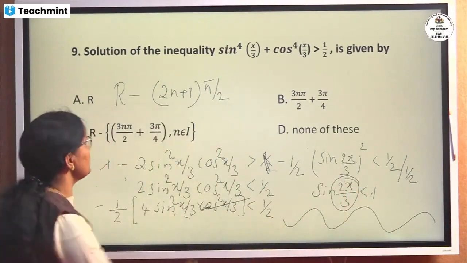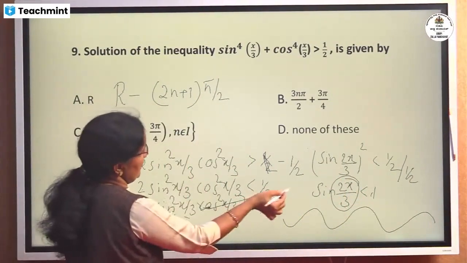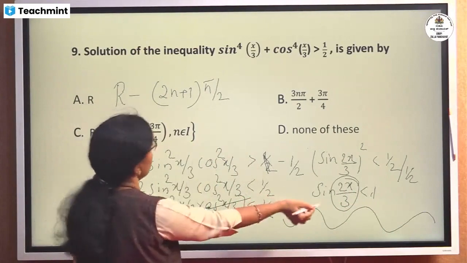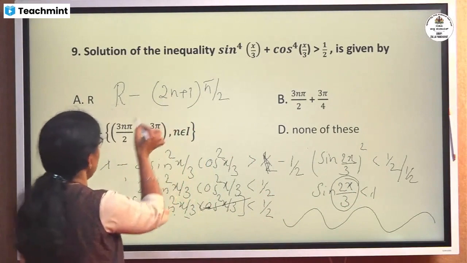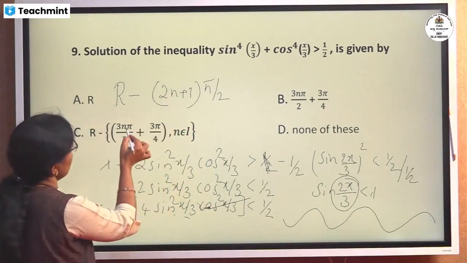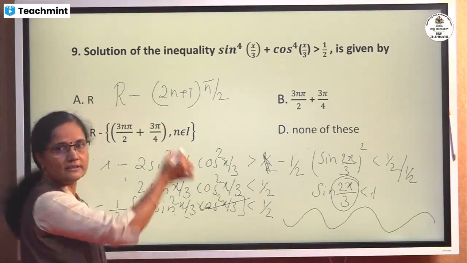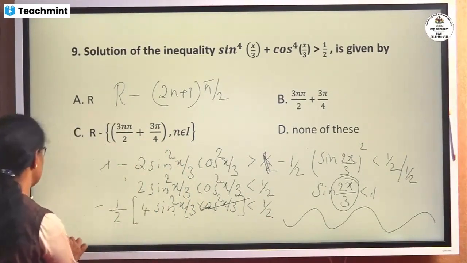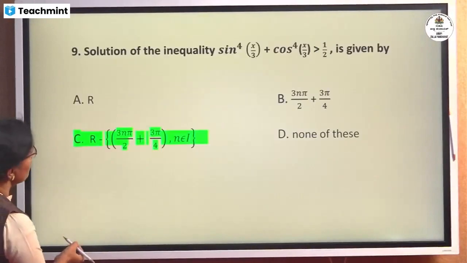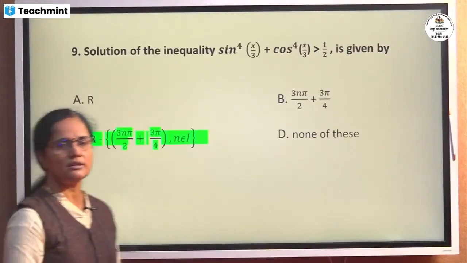You want the x value here. Therefore, you have to multiply by 3 by 2. If you multiply by 3 by 2, 2 and 2 cancel here. 2n pi divided by 2 plus 3 pi divided by 2 will be the answer for this question. That condition you have to remember. That's all. So this will be the answer for that question.